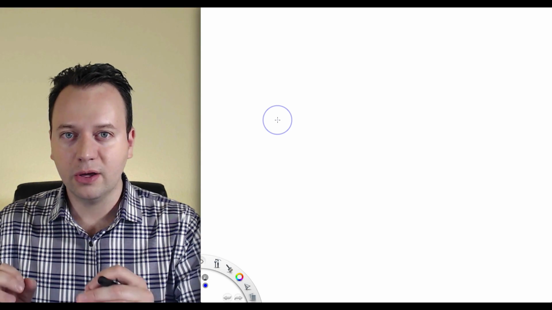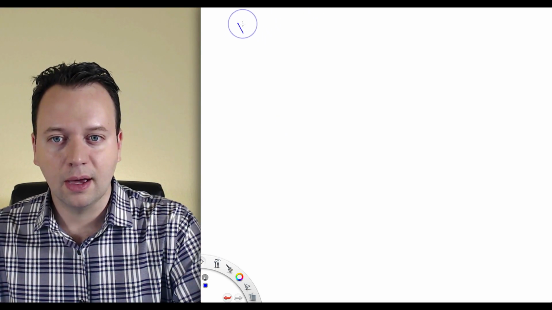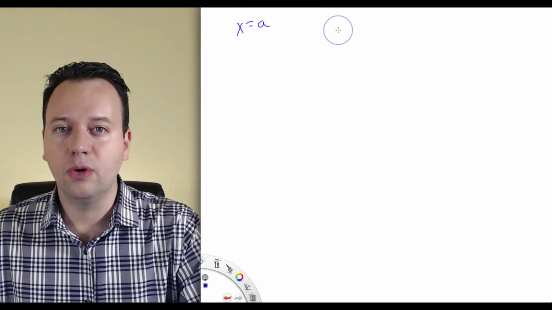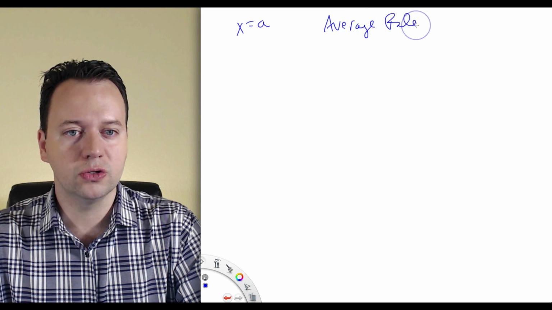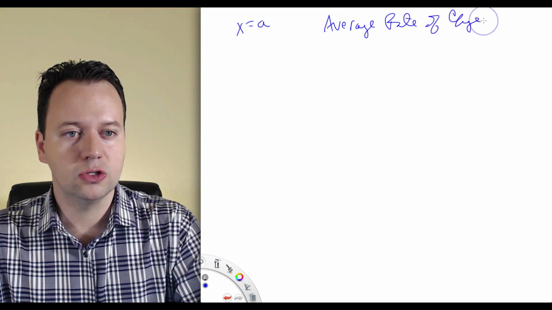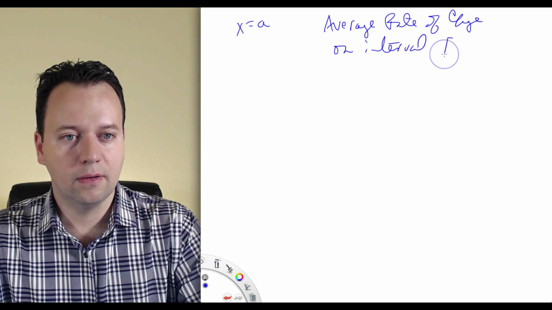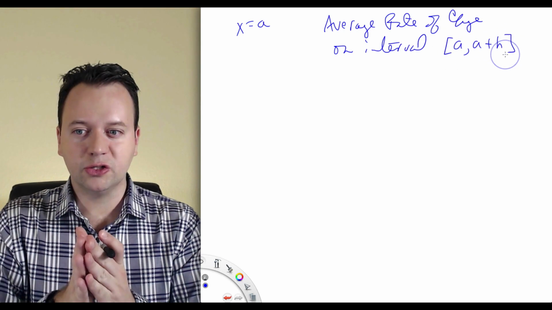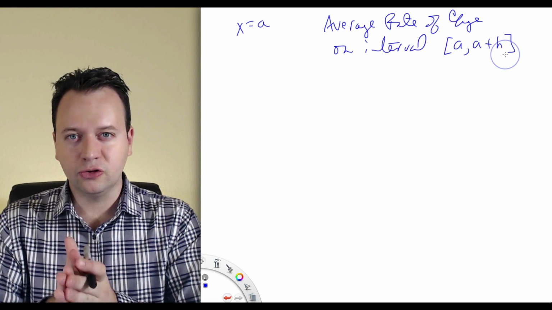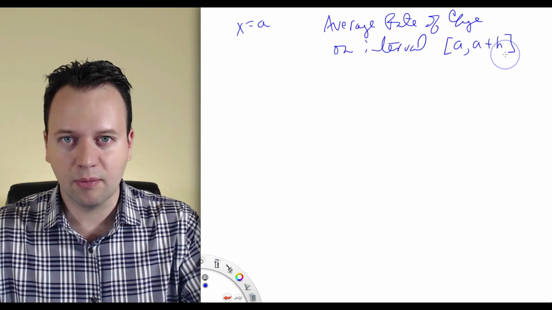So starting at the average rate of change, suppose we have a point, x is equal to a, and we want to compute the average rate of change. So we have the average rate of change on the interval from a to a plus h. So we have a fixed point a, and then an interval between a and a plus h, where h is some constant.